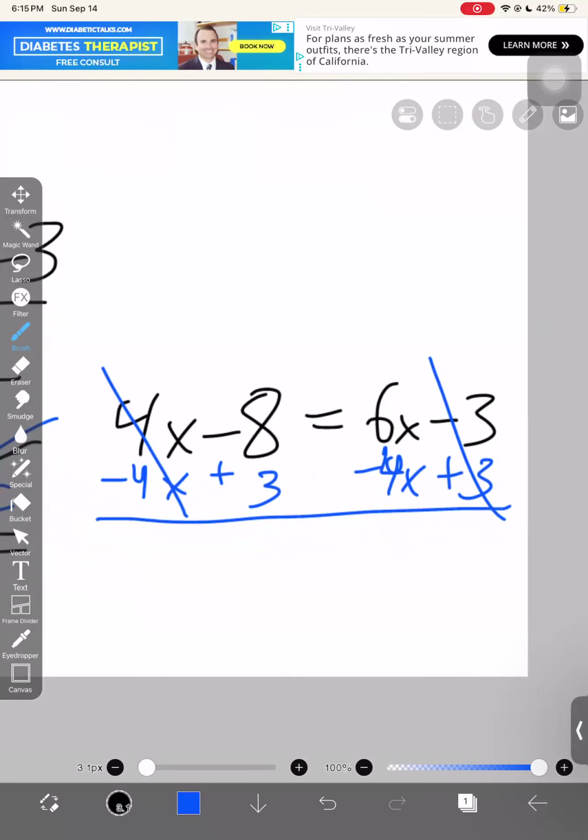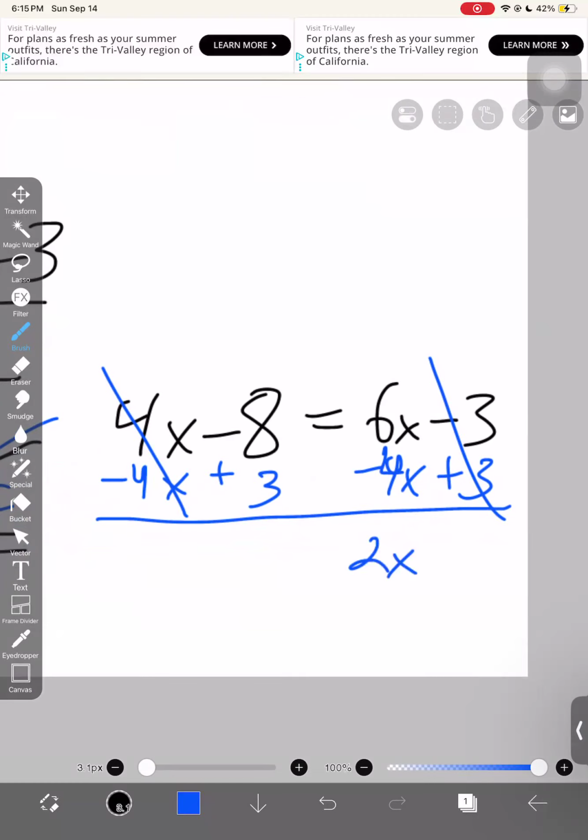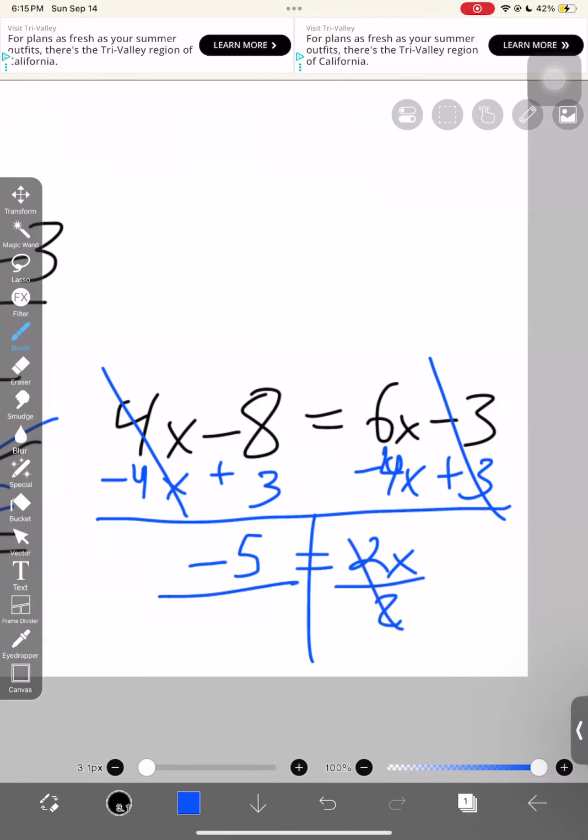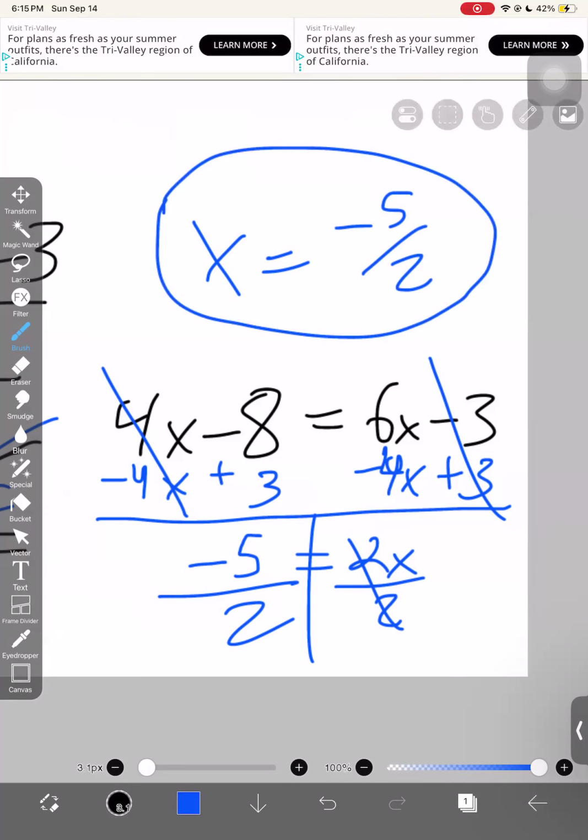And then we get what? The following: 6 minus 4 is 2x. And then what is negative 8 minus 3? That is negative 5. All right. And then to get 2x by itself, what's the opposite of multiplying by 2? Well, dividing by 2. Sorry, dividing by 2. And we're left with x is equal to negative 5 over 2. And that's our answer.